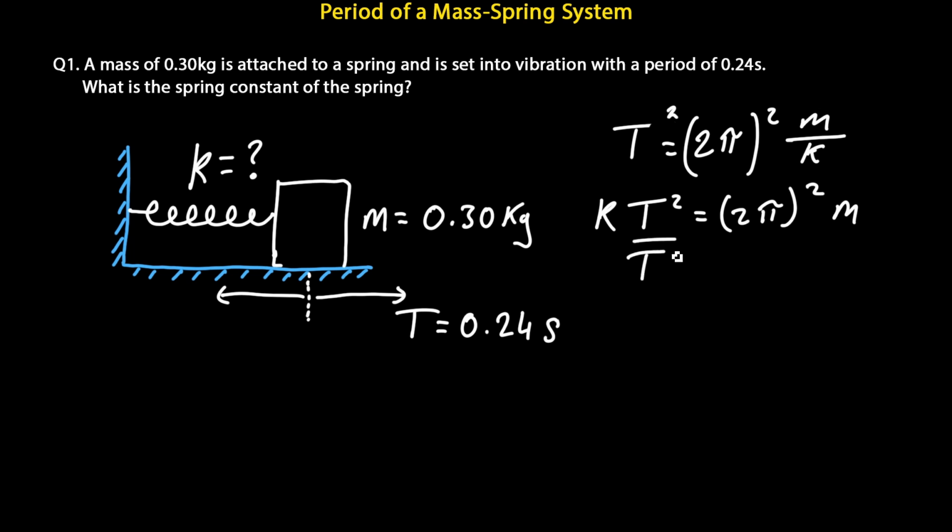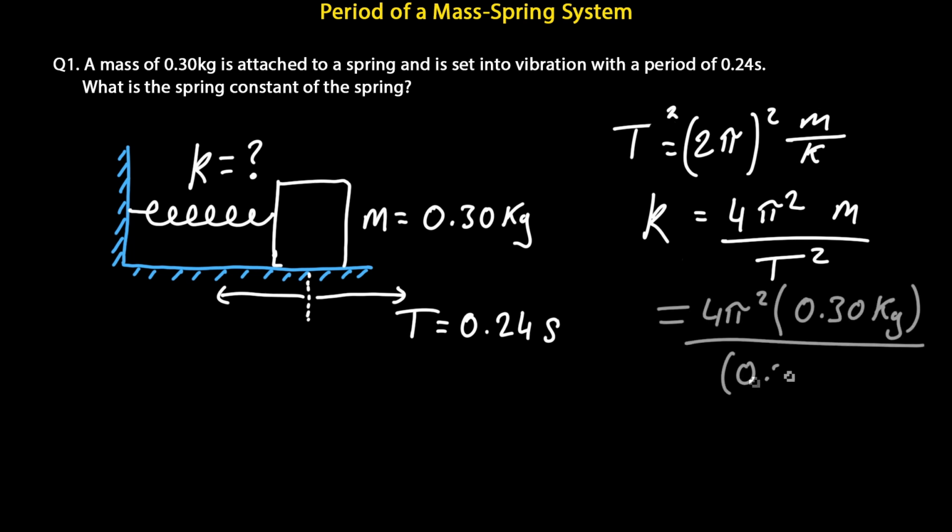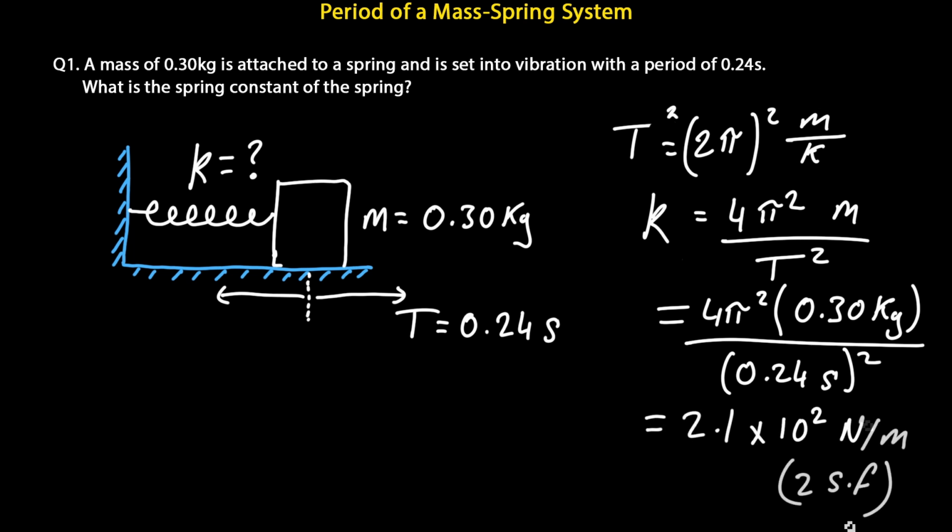Next, we divide both sides of the equation by the period squared, so we can shift the period squared over to the right-hand side. And this now isolates the spring constant on the left-hand side. So we've got the spring constant is equal to 4 pi squared multiplied by the mass of the spring mass system divided by the period squared. And if we plug in our numbers now, we get a spring constant of 2.1 times 10 to the power of 2 newtons per meter, to two significant figures.